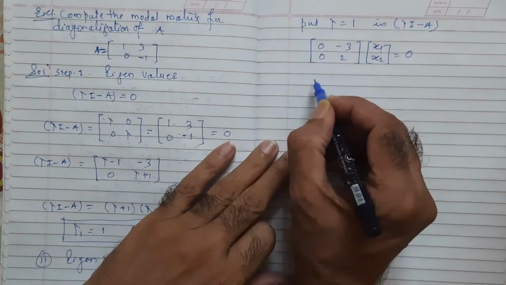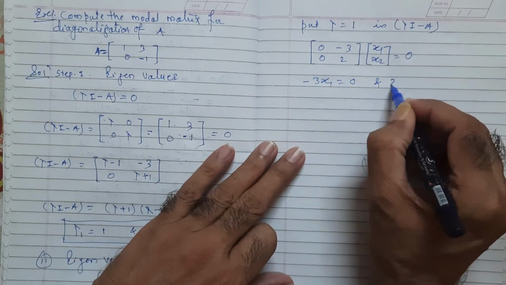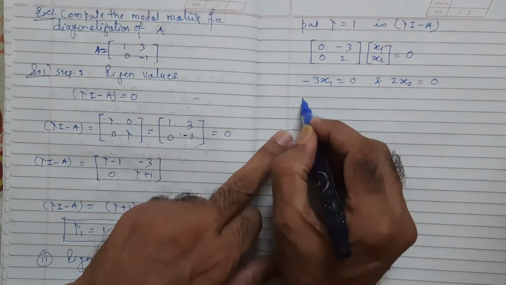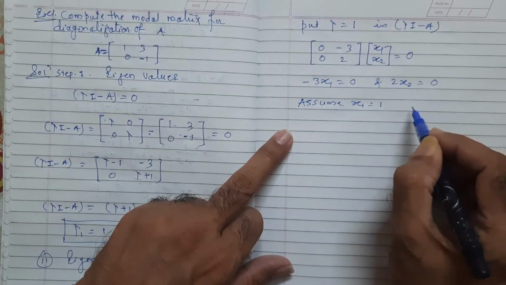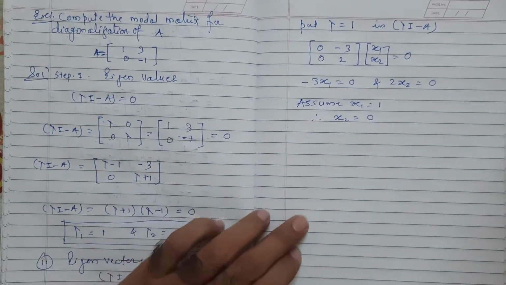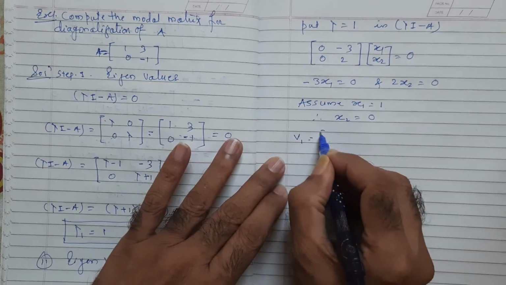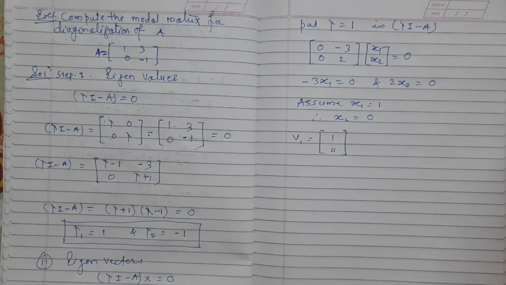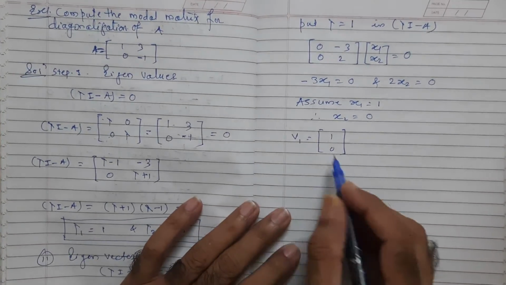So we have minus 3x1 equal to 0, and 2x2 equal to 0. Assume for the non-zero condition x1 is equal to 1, therefore x2 is equal to 0. So we have v1 equal to [1; 0]. This is my first eigenvector.